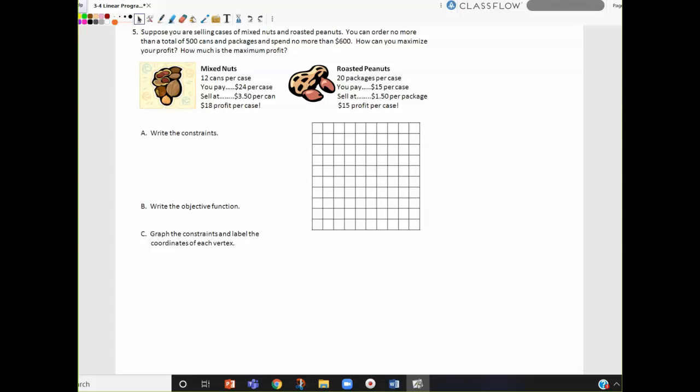Suppose you are selling cases of mixed nuts and roasted peanuts. You can order no more than a total of 500 cans and packages. You can spend no more than $600. How can you maximize your profit? How much is your max profit? Write your constraints.